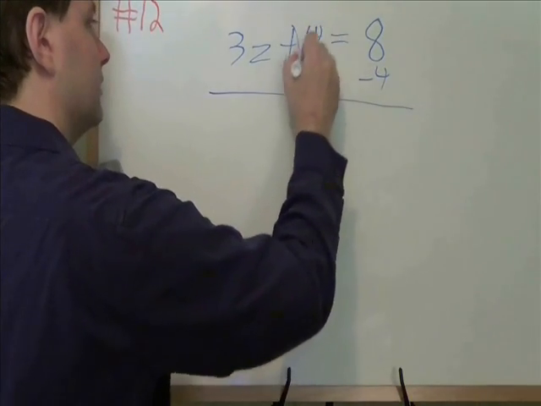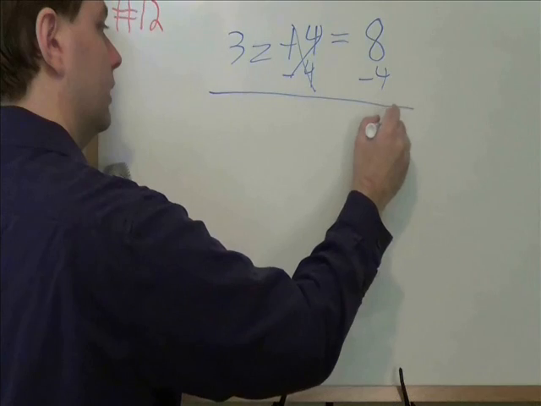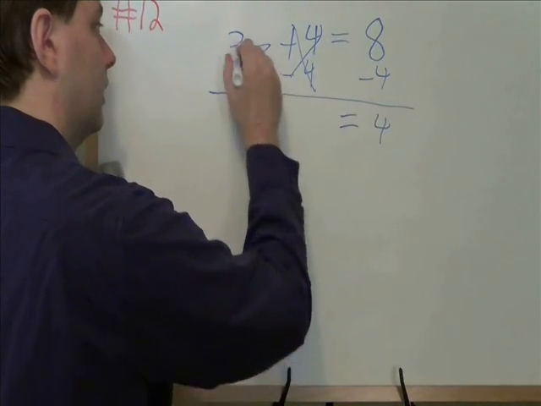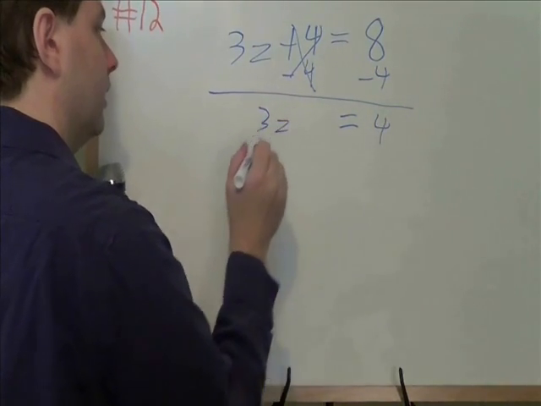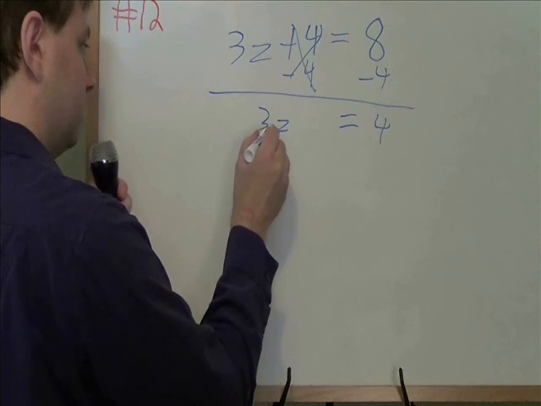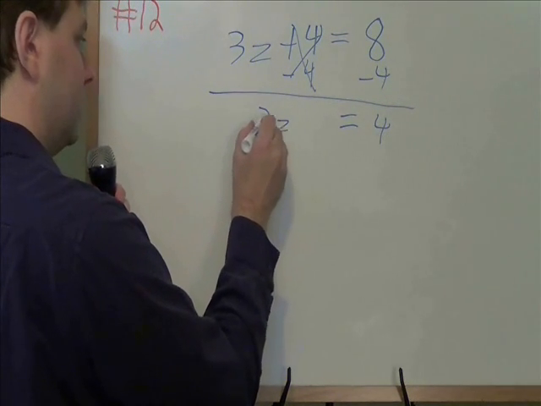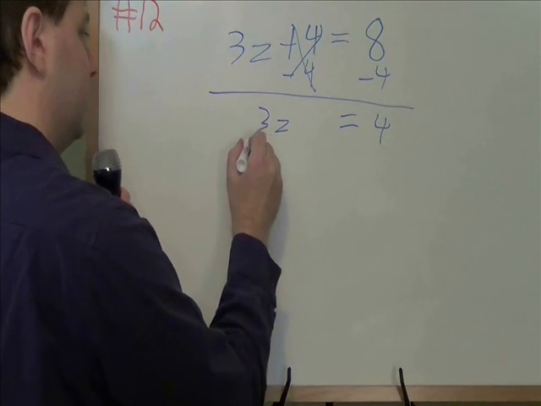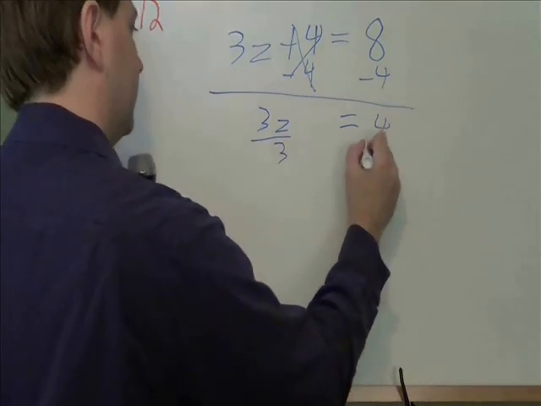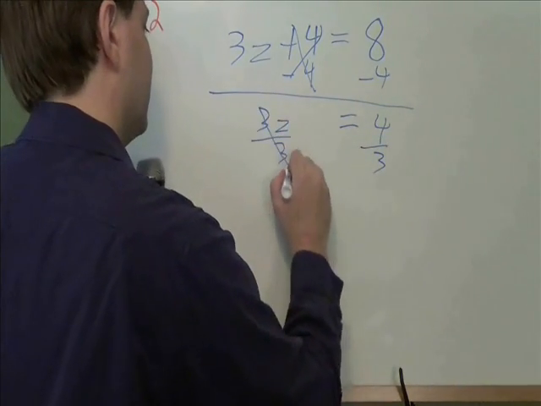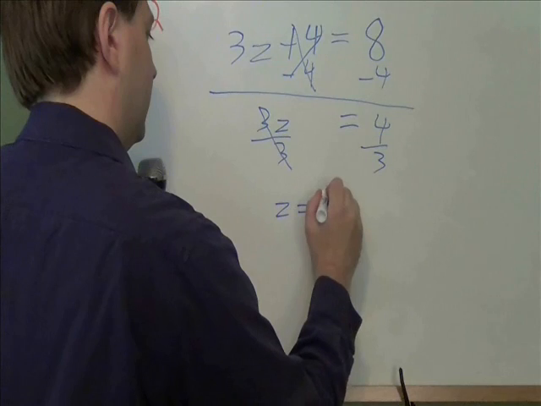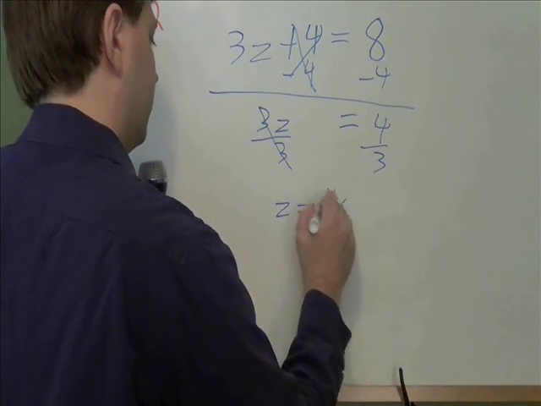4 minus 4 cancels out. 8 minus 4 is 4. The 3z is still there. Halfway through, we still want to get this letter z by itself. So how do we get rid of a times 3? We use the opposite, divide by 3. 3 divided by 3 cancels out. And our answer is this fraction, 4/3.